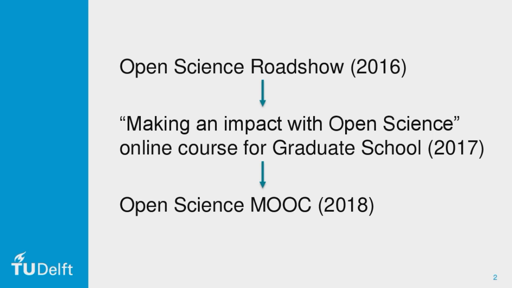In the Netherlands, and particularly in Delft, we want to be front runners in the transition to open science. And for a couple of years, we did an open science roadshow where library staff visited research departments to tell and explain about open science. The roadshow generated lots of interest, but also lots of questions from the research community. People said, we want to know more. Can you organize a course or a training?